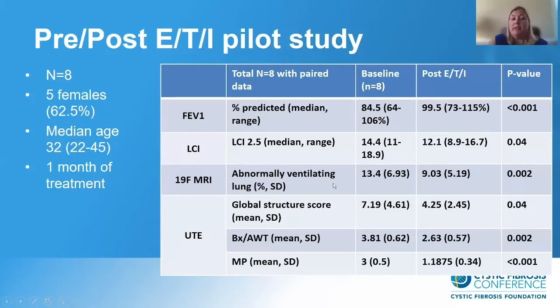And when we look at the abnormally ventilating components of lungs, including those that constitute ventilation defects and those that constitute slowly emptying regions, we also saw a significant difference pre and post-treatment. Importantly, we experimented with using ultra-short echo time MRI as well and had 2 independent readers review these images. They were blinded to the stage of disease when they were reviewing these, and they found a significant improvement in the scores that consisted of bronchiectasis or airway wall thickening, as well as mucus plugging after 1 month of treatment.